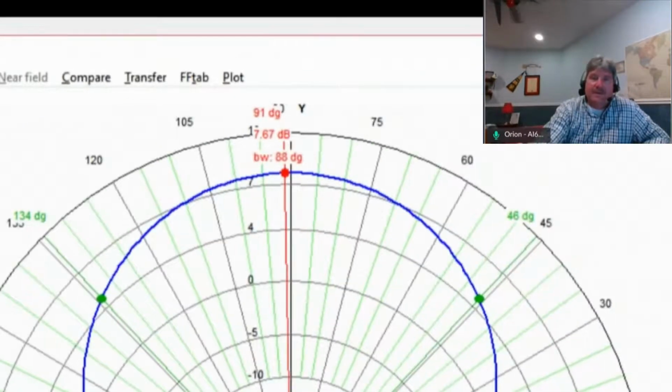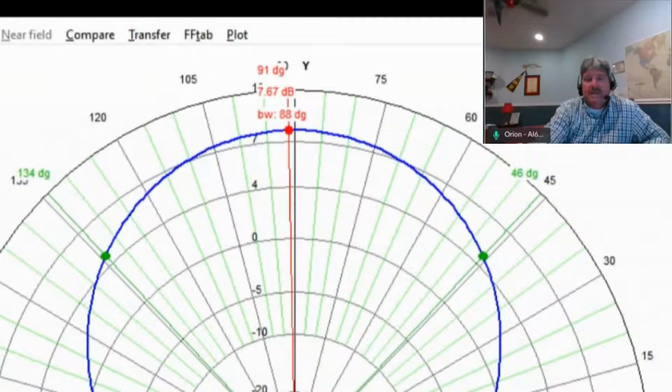We can now see our antenna in the broadside position, so here's 0 degrees, at 90 degrees to our antenna, and to be specific, at 91 degrees, we have our maximum gain of 6.7 dBi. Beam width is 88 degrees. So you can see from, I can't see what that number is underneath there, probably 135 to 45 degrees, you've got most of your power going.